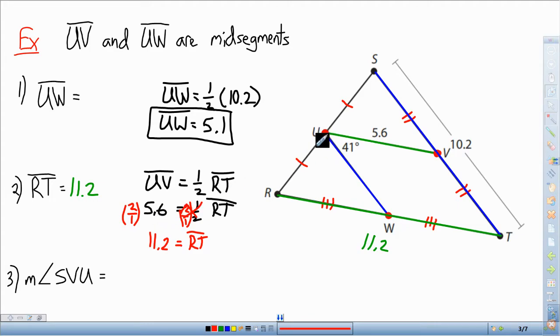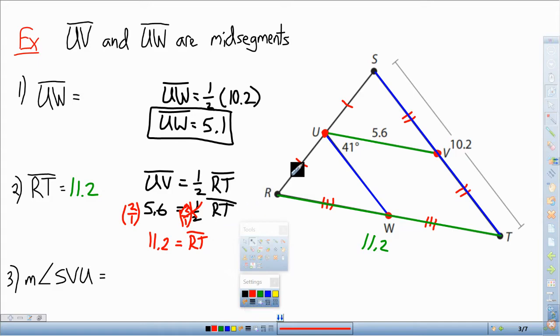As long as you realize the mid-segment is half the side length, so the side length is double the mid-segment. If you want to use that rationale, I encourage you to do it. But sometimes the equation is good to have. Sometimes it's necessary. Okay, last one, the measure of angle SVU.